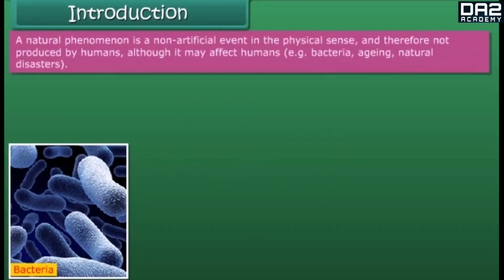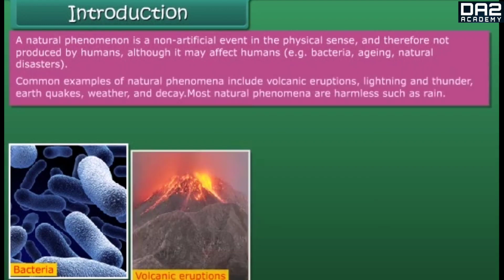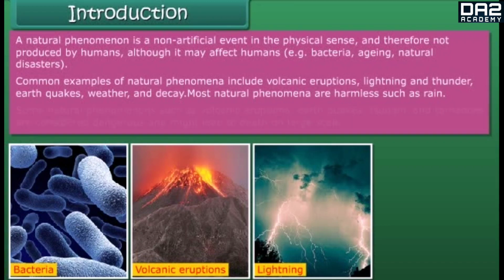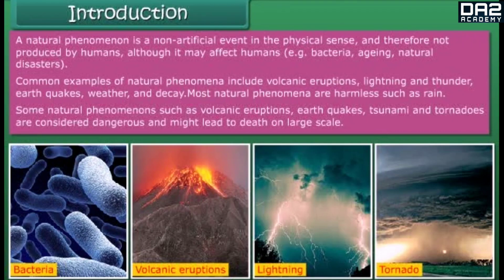A natural phenomenon is a non-artificial event in the physical sense, and therefore not produced by humans, although it may affect humans, that is, bacteria, aging, natural disasters. Common examples of natural phenomena include volcanic eruptions, lightning and thunder, earthquakes, weather and decay. Most natural phenomena are harmless, such as rain. Some natural phenomena, such as volcanic eruptions, earthquakes, tsunamis and tornadoes, are considered dangerous and might lead to death on a large scale.